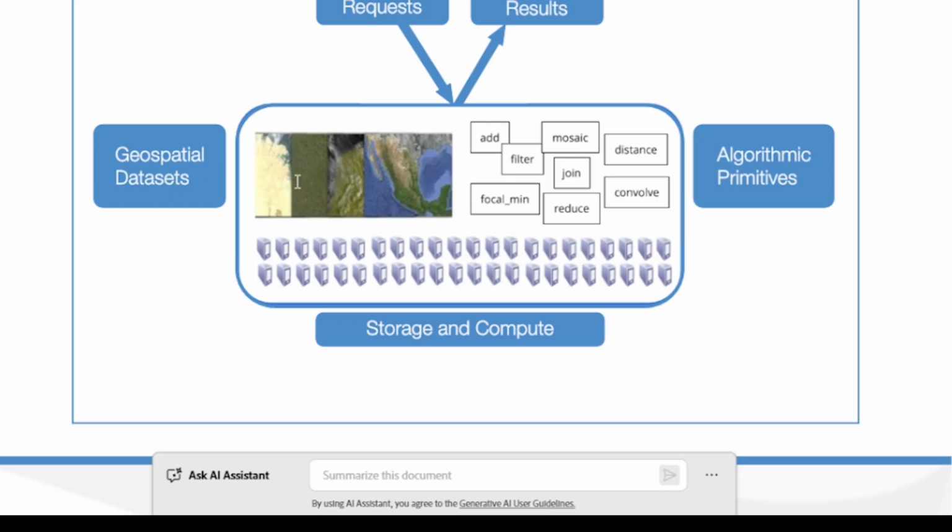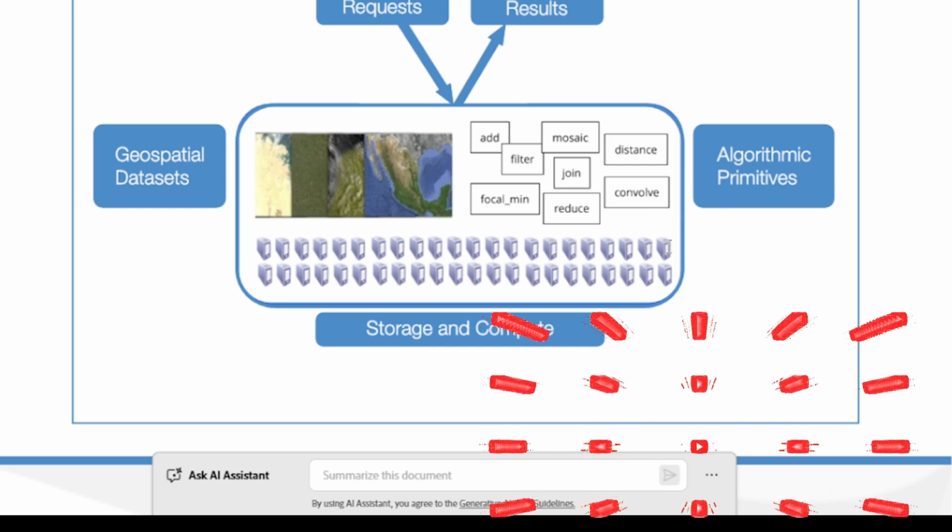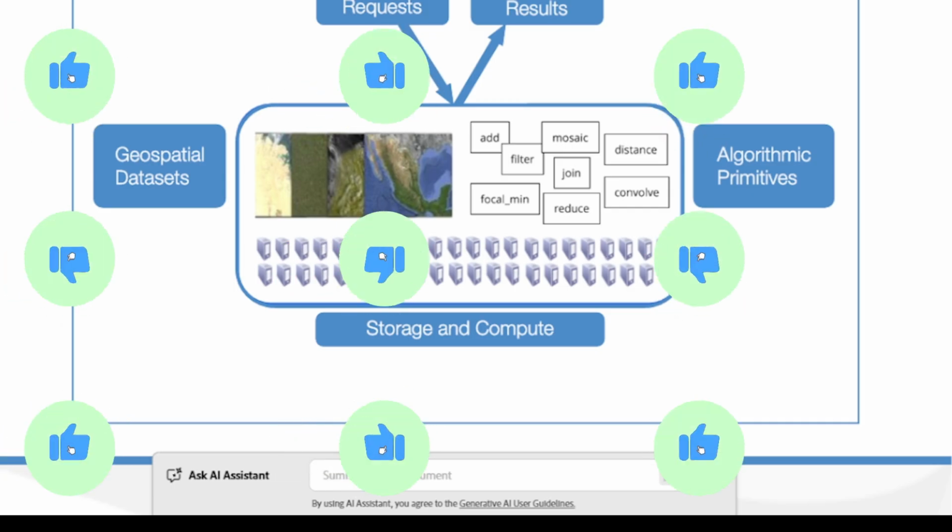It can be MODIS, Landsat, Sentinel, whatever you want to do, and there are the stored data and that can be computed, and it uses different functions like add, filter, focal min and max, join, mosaicing, distance, convolve or convolution, and reduce, which are the functions used by the algorithm. There are different algorithms that you use based on your purpose of using the data or processing your data.